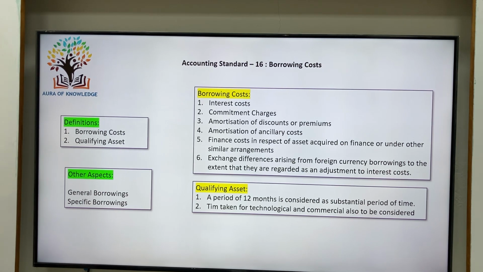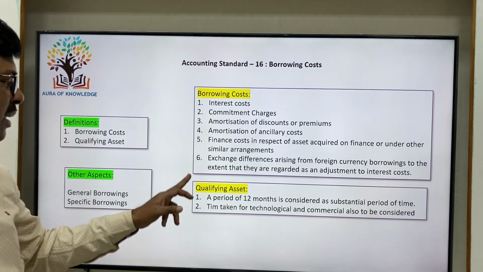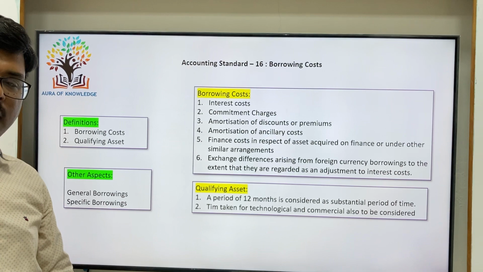A qualifying asset is an asset which takes a substantial period of time to get it ready for its intended use or for sale, both. If you observe, it is for use or for sale. In that case, it comes under qualifying asset. Now, the standard gave two explanations, one with respect to borrowing costs and another with respect to qualifying asset.